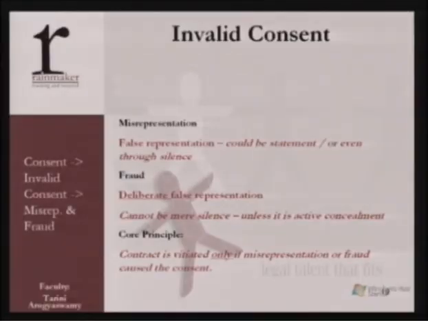The core principle is the contract is vitiated only if misrepresentation or fraud caused the consent. So the court will have to look at whether the misrepresentation or the fraud was the reason why the other party consented. If the misrepresentation or the fraud is not the reason for the consent, if the party would have consented anyway, then we cannot say that that was a legally vitiating factor, that was the reason for the contract to be voidable.